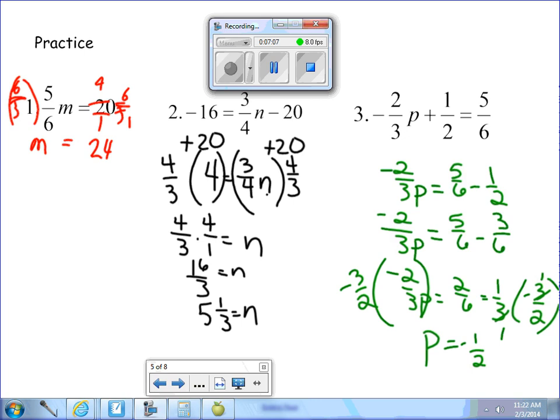In 3, we subtracted 1/2 from each side. Then we found a common denominator. So we had negative 2/3 p is equal to 5/6 minus 1/2. Then we had negative 2/3 p is equal to 5/6 minus 3/6 because we needed to find a common denominator to subtract the fractions. 5/6 minus 3/6 is equal to 2/6. So now we have negative 2/3 p is equal to 2/6. Multiply each side by negative 3 over 2. Our final answer would be p is equal to negative 1/2.